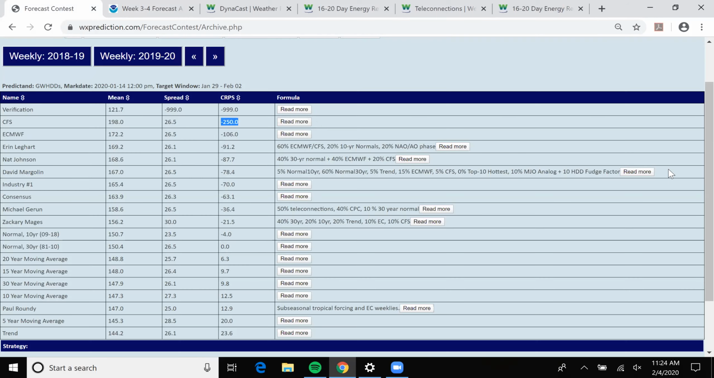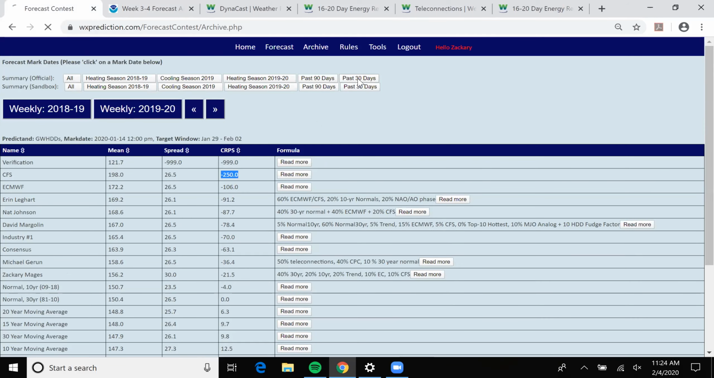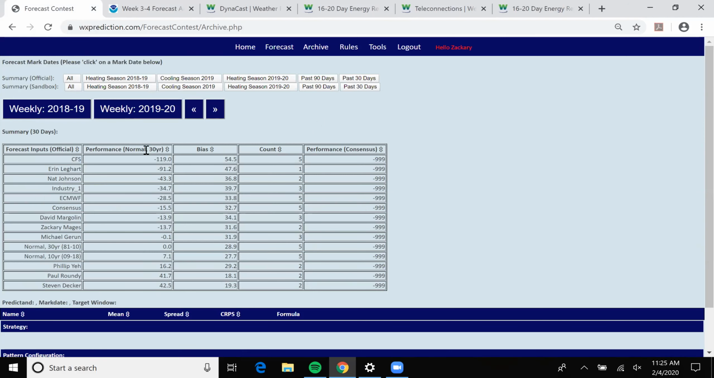And I can come back here and we can look at the past 30 days. We can see how we've all been doing recently. CFS is doing the worst. Dave pointed out before the meeting started, it has an average bias over the last 3 days of 54.5 HDDs. Makes sense. It's been doing quite poorly. Maxar has a pretty strong bias. You see, we all have strong biases, basically. Dr. Decker has a low bias, but only 2 forecasts. Dr. Roundy, pretty low bias, but only 2 forecasts. So it's been a rough start to the year for pretty much everybody.